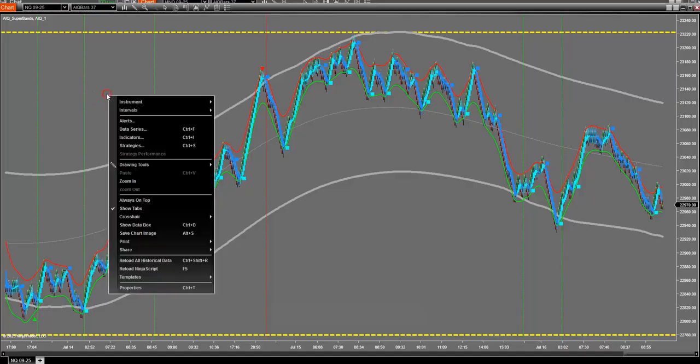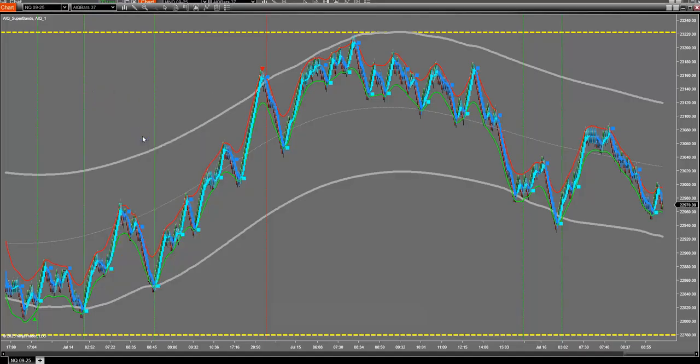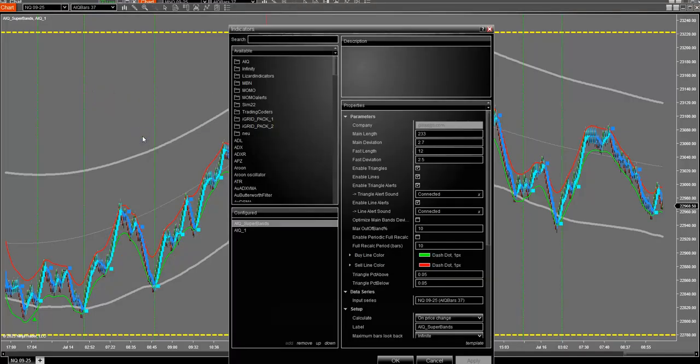So let's get into the super bands again. Let's pull that up real quick in this part 1 video. My fast bands I've set really fast to a 12 with a width or deviation of 2.5. I'm really liking that. And in the next video, I'll tell you why I like those settings.